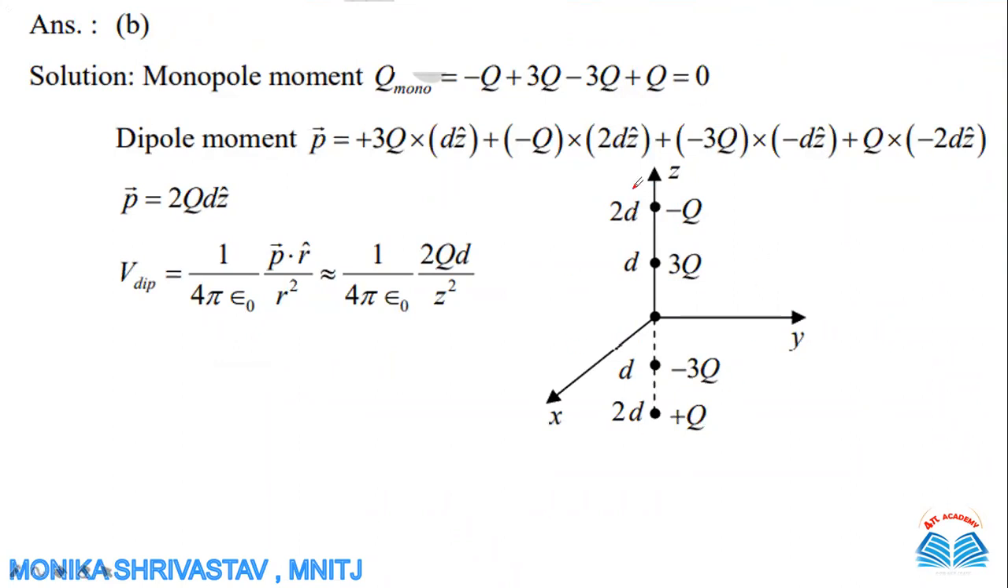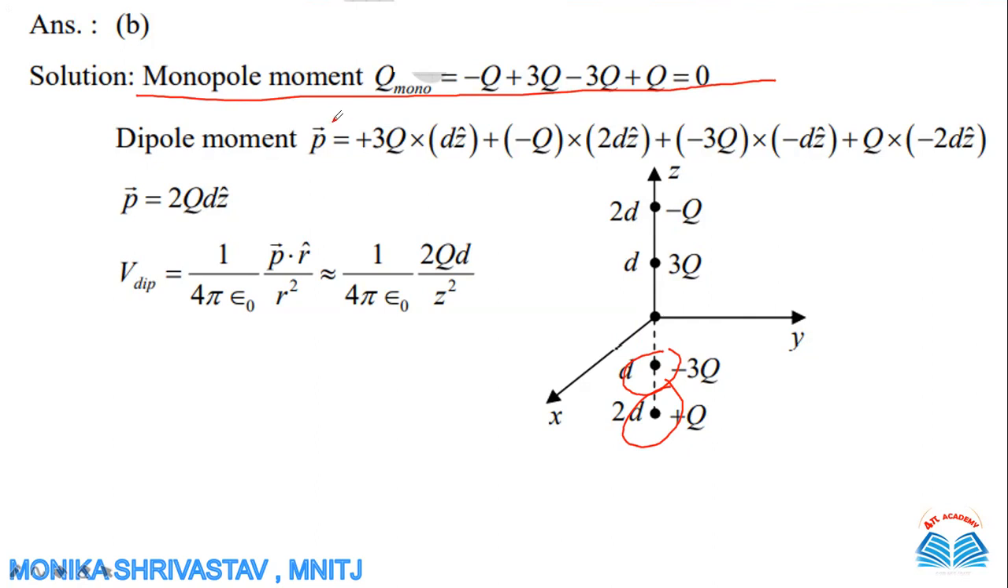Now we know that this is a method of images problem. That is why we put 2 image charges too, having the same magnitude but different signs. If it is plus 3q, then the image is minus 3q. If it is minus q, the image is plus q. First of all, we will calculate the monopole moment. To calculate the monopole moment, we add up all the charges: minus q plus 3q minus 3q plus q, and we get 0. So there is no monopole moment, and we will move ahead.